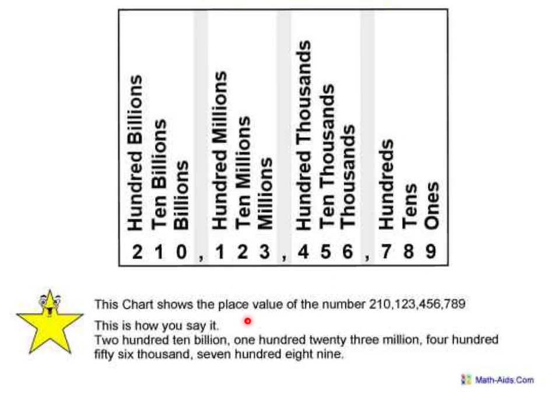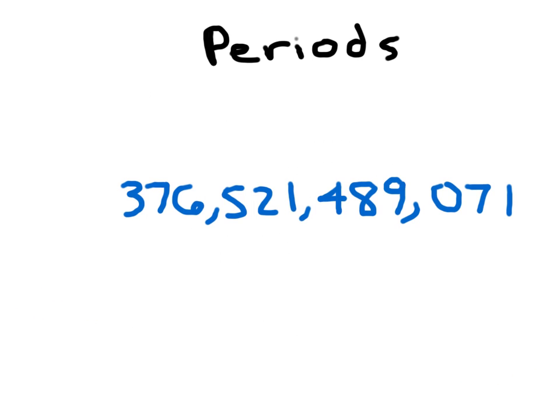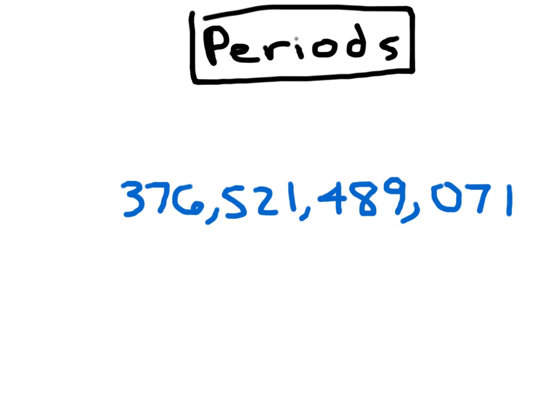This chart shows the place value of the number 210,123,456,789. The way that you say it is 210,123,456,789. This number, 376,521,489,071, also has different periods.